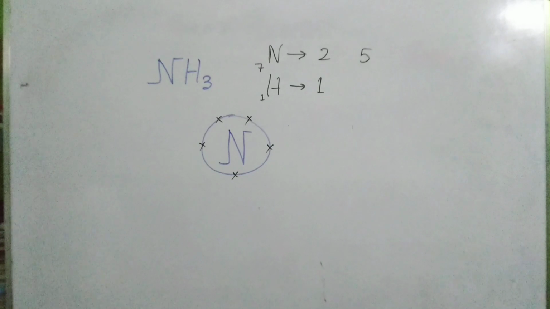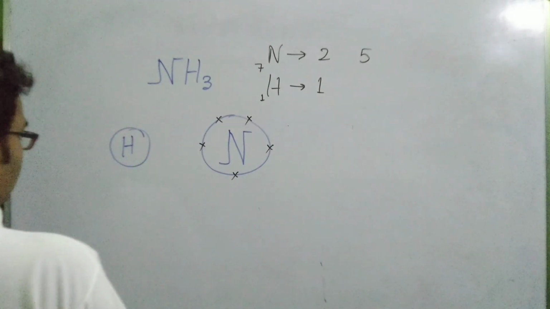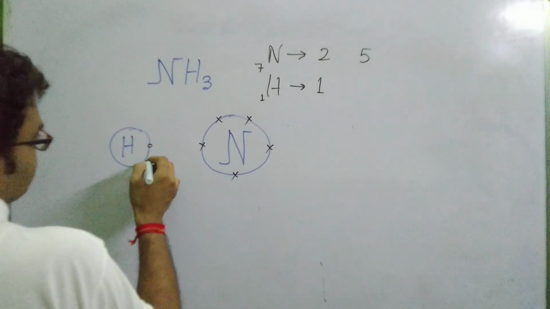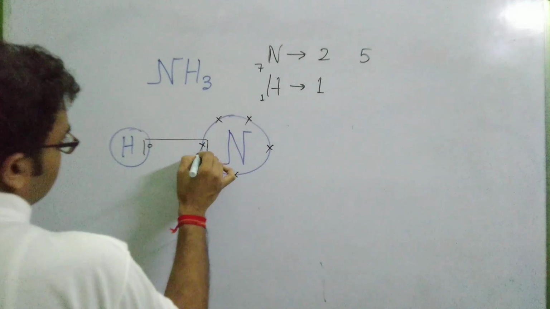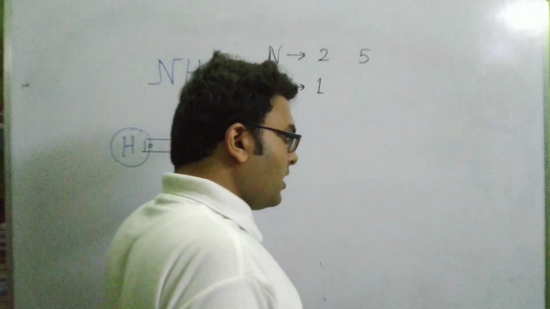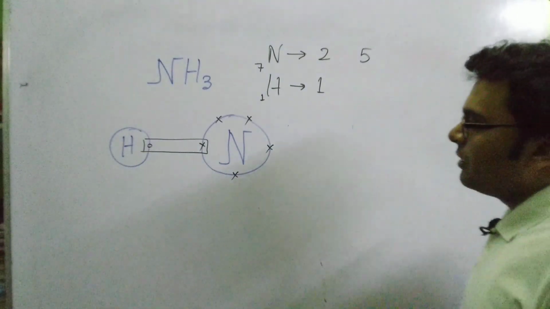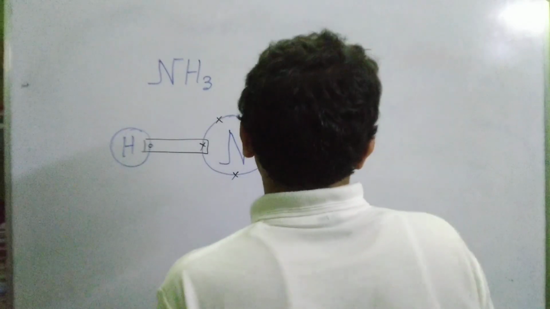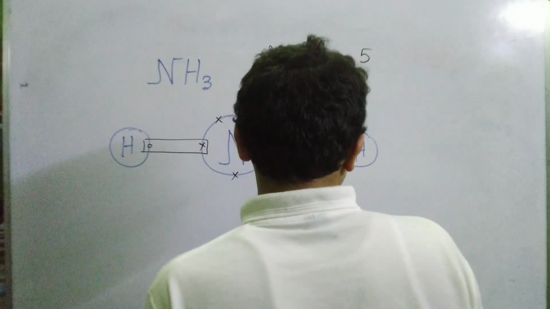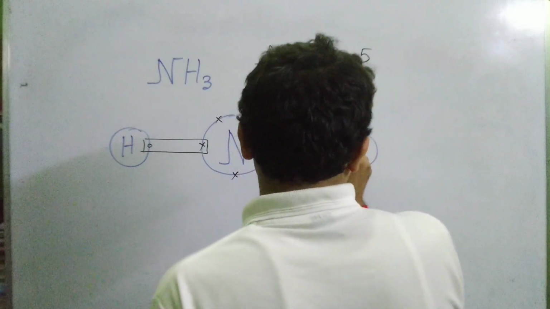Now here comes one hydrogen atom with an electron in its outermost shell. This hydrogen atom shares its electron with the nitrogen atom. So a shared pair of electrons appears between the nitrogen and hydrogen. On the other hand, another hydrogen atom comes with its one electron. It also shares its one electron with the nitrogen atom. So another pair is being shared.